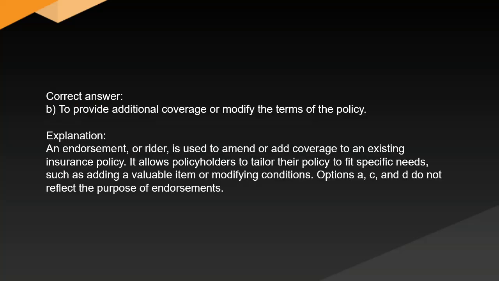Correct answer. B. To provide additional coverage or modify the terms of the policy. Explanation. An endorsement, or rider, is used to amend or add coverage to an existing insurance policy. It allows policyholders to tailor their policy to fit specific needs, such as adding a valuable item or modifying conditions. Options A, C, and D do not reflect the purpose of endorsements.